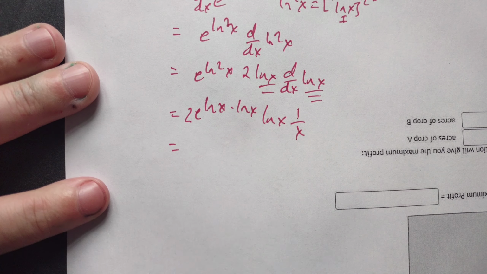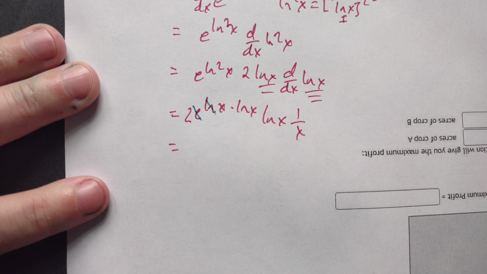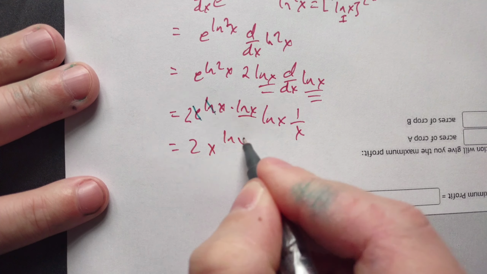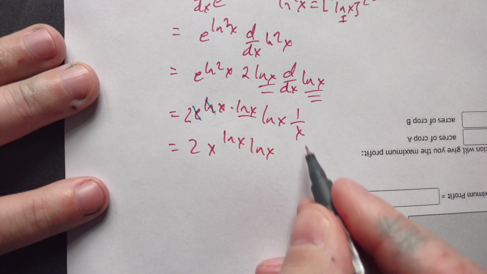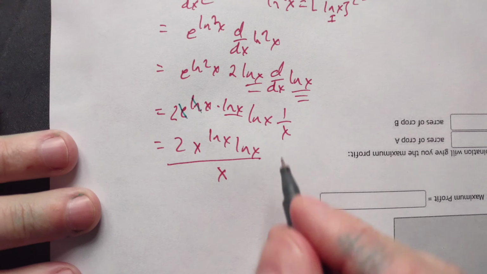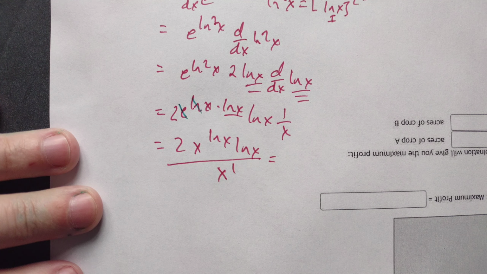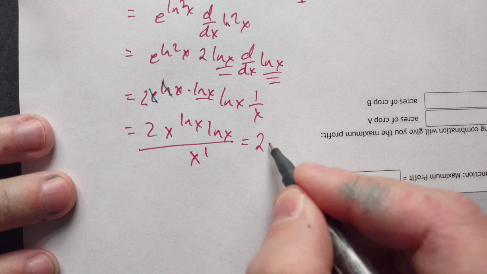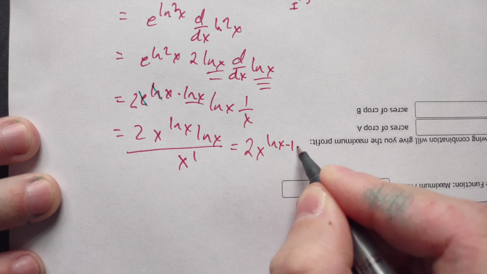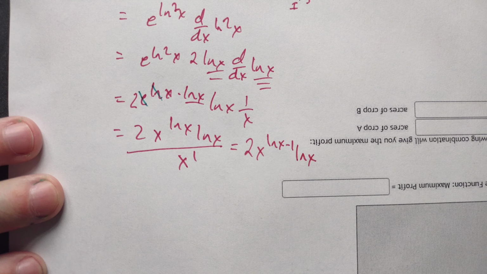Multiply this together, and what you can do is cancel this with this, which means you have 2x raised to this ln x times ln x, and that x in the denominator can now be placed down here. And lastly, because this is really like x to the positive first, you can write this as 2x to the ln x minus 1 times the remaining ln x. These are both equivalent answers.